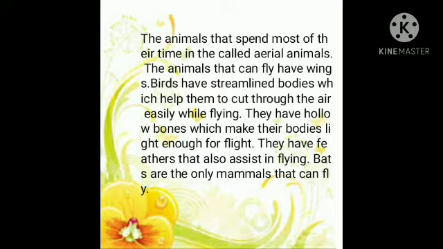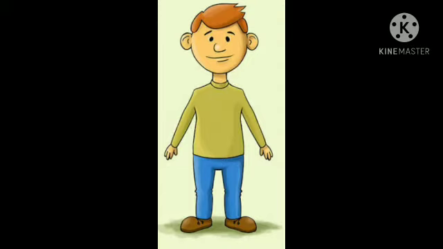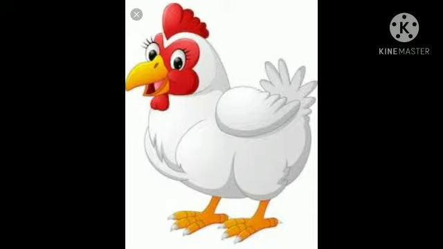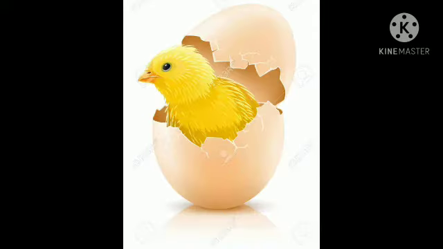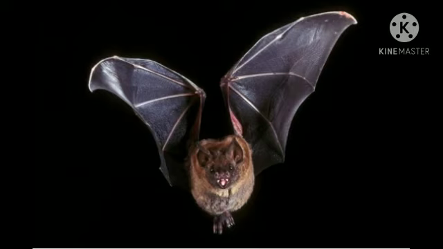Bats are the only mammals that can fly in the air. Mammals are the animals which give birth to their young ones directly. A human being is also a mammal. But a hen will not give birth to its chick directly, it gives only in the form of an egg. That is not a mammal. The animals that give direct birth to their young ones are called mammals. Bats can fly in the air, and they are mammals also. Is it clear?